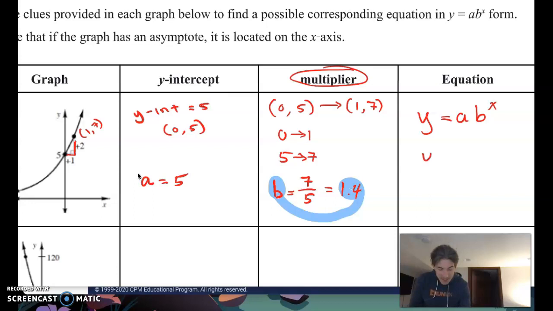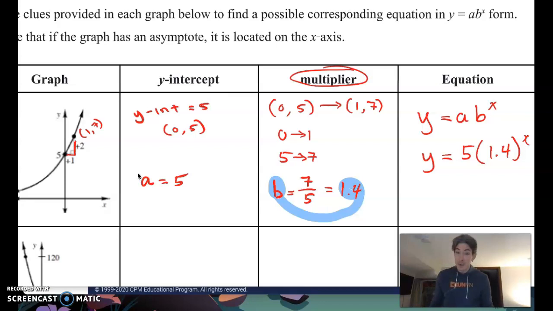And I can write that as y equals 5, I'll use parentheses for this, times 1.4 to the x power. And there is my function. There is my exponential function. Now, how could I go ahead and check this? Well, got a couple options for you.